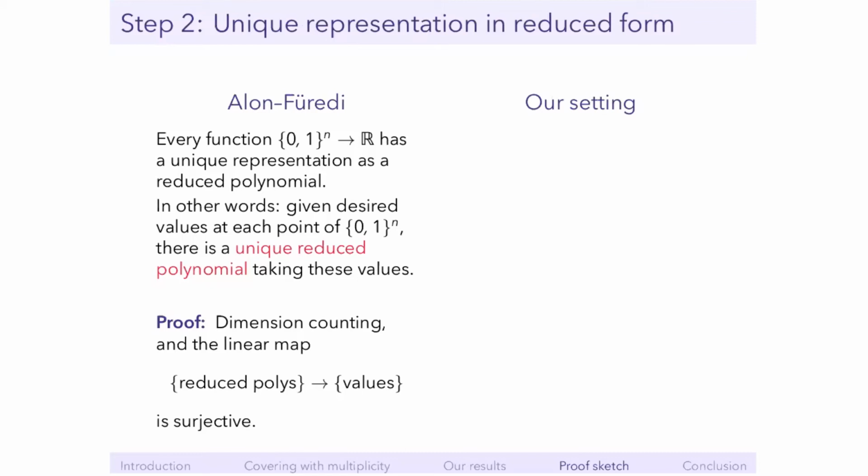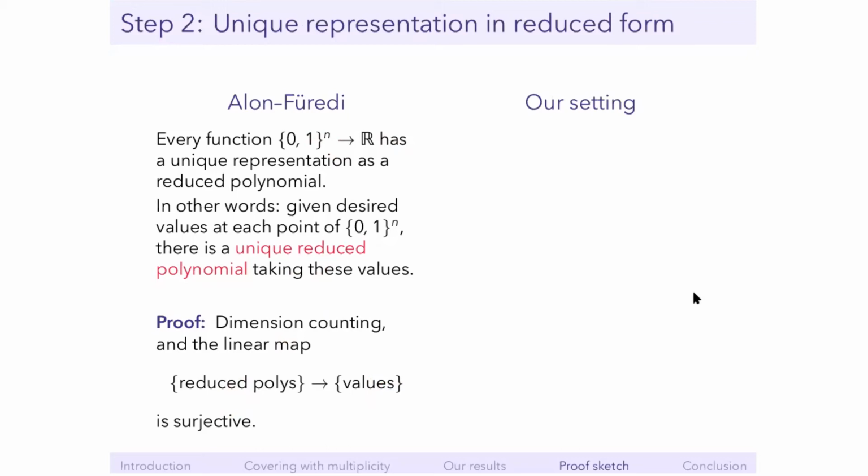The point is that you can count just the dimensions of the space of reduced polynomials and the space of all functions like this, of the values on the hypercube. These two spaces have the same dimension. And this map from reduced polynomials to values is a surjective map. And that implies that it must be an isomorphism. And that implies this unique representation. This is just pretty simple linear algebra.